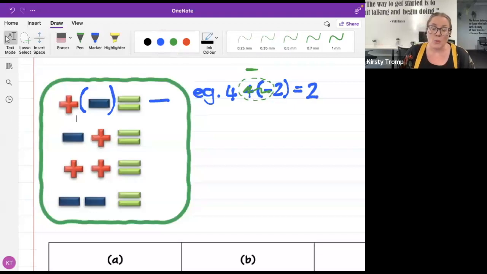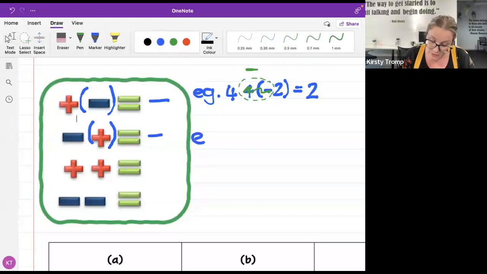When I see a negative sign and a positive sign next to each other, I'm seeing a negative and a positive sign next to each other. What's the more powerful sign? I'm going to be left with a negative.